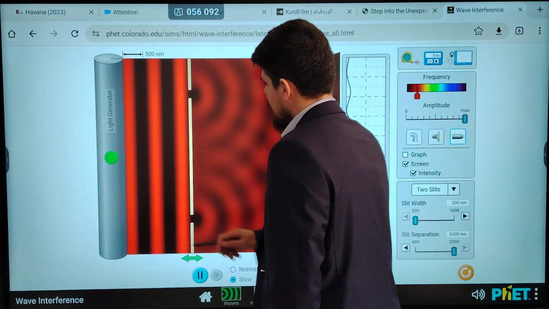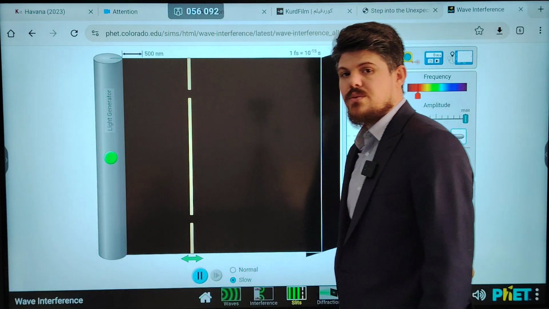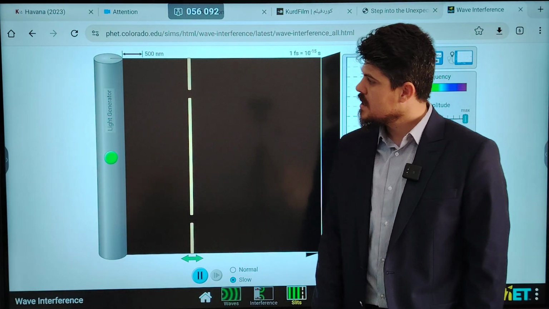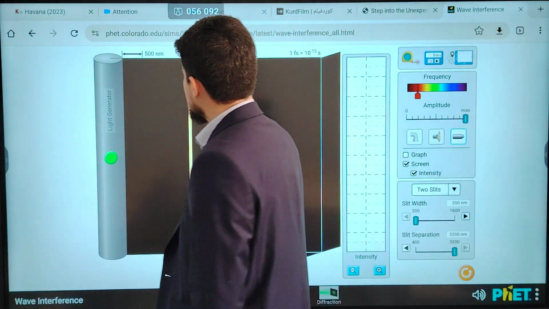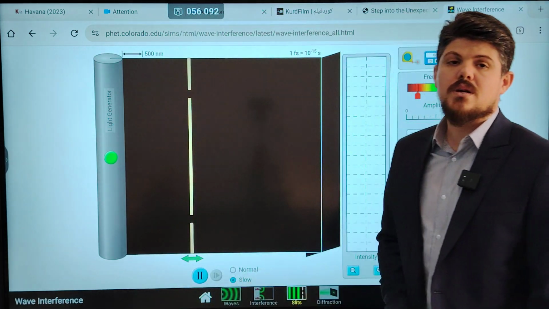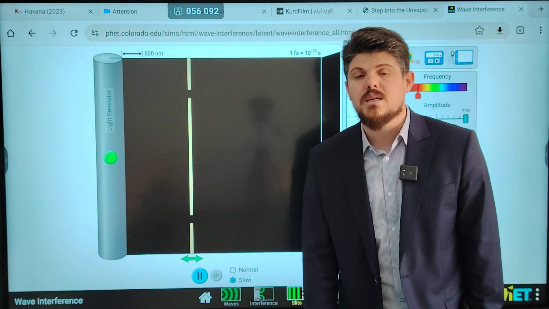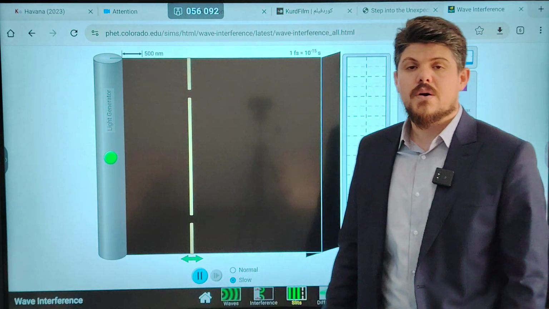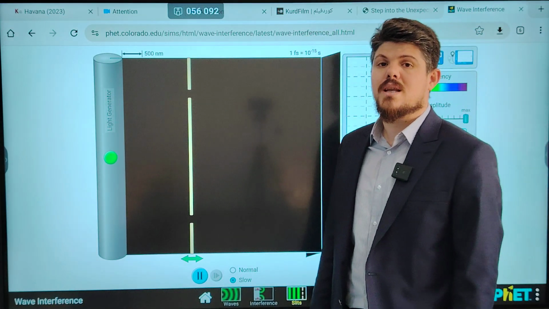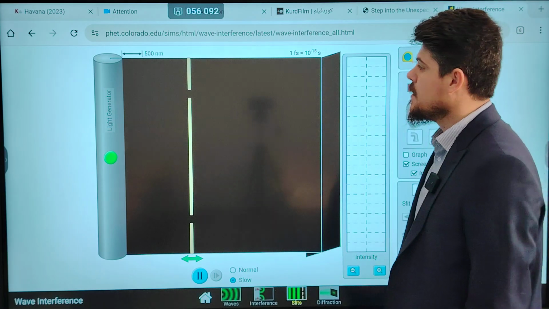Guys, look. We have a source of light, okay? A light generator. And the type of the source of the light is monochromatic. Why? Because it is a single color, okay? Monochromatic light is a light that has only one color.